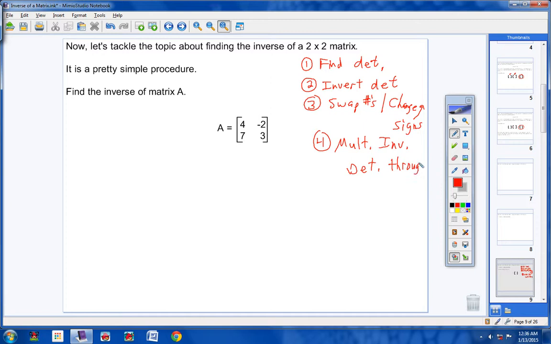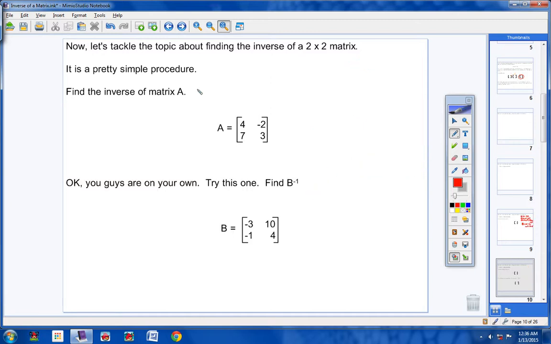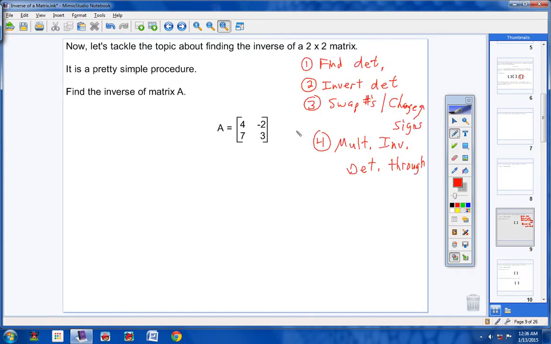So, as always, students, I'm going to move on. If I'm going too fast and you need more time, just have the supervising teacher pause the video, okay? But these are the steps that you need to find the inverse of a 2x2 matrix, alright? Now these steps here only work on a 2x2 matrix. Step 1, find the determinant. Step 2, invert the determinant, or in other words, flip it. Okay? Swap numbers, change signs. I'll explain that later. And then multiply the inverted determinant through.